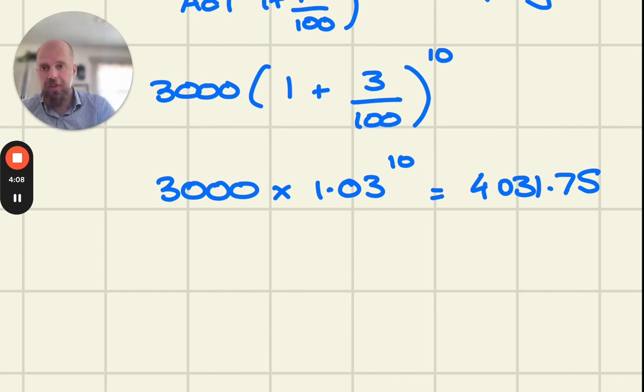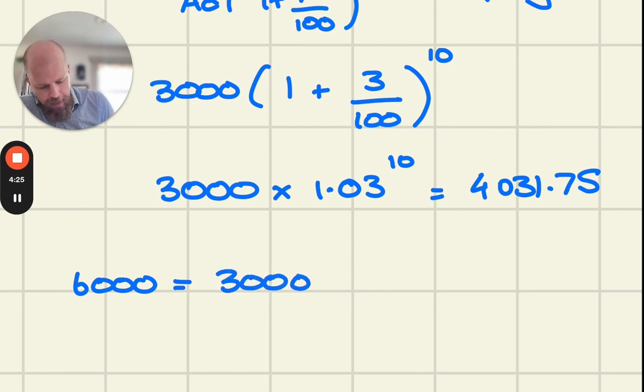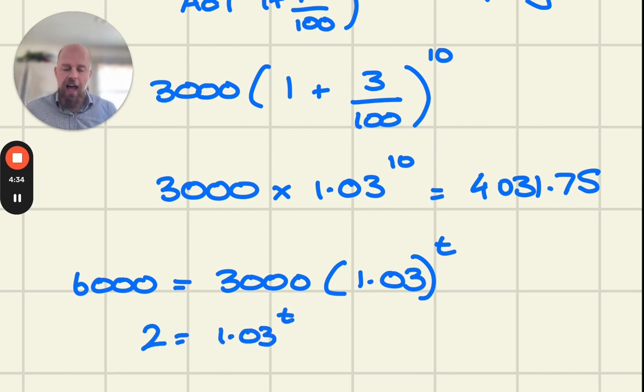Let's now say I wanted to know how long it will take to double. So now I want to solve an equation for t, because I don't know how long it's going to take, but I know the final amount. If I'm doubling it and it was initially 3,000, the final amount will be 6,000. So using the same formula, I can make an equation. 6,000 is a naught, which is 3,000, times 1.03 to the power t. Or 2 is 1.03 to the power t, and that's just by dividing by 3,000.